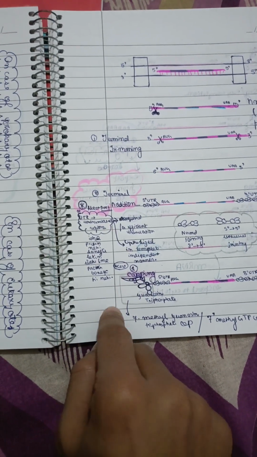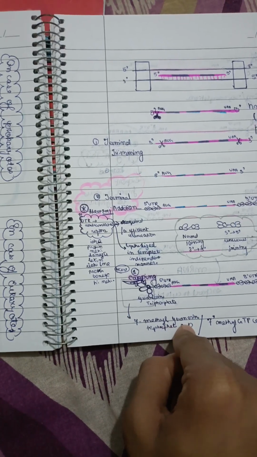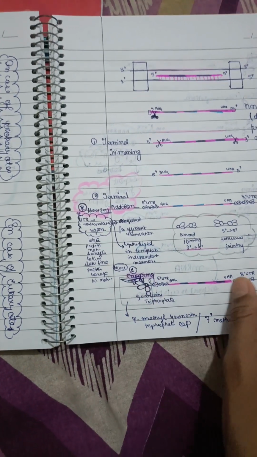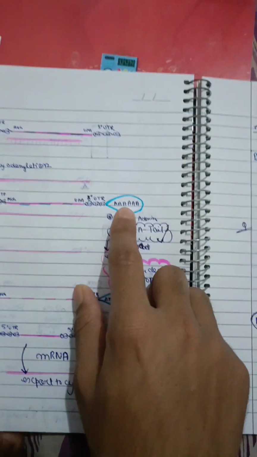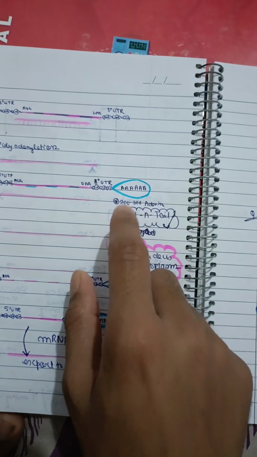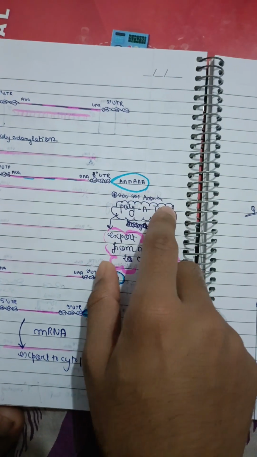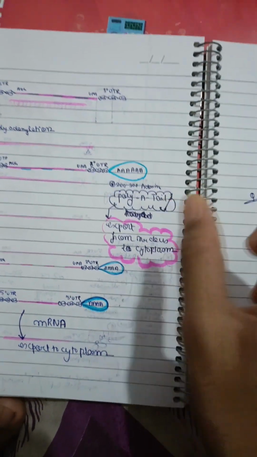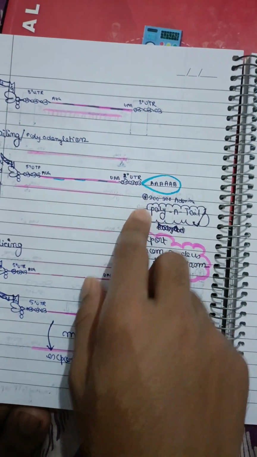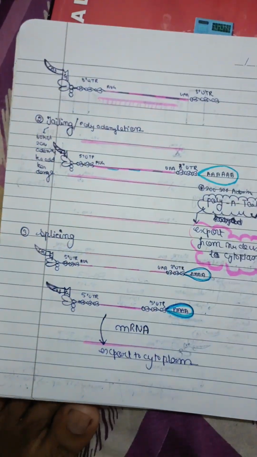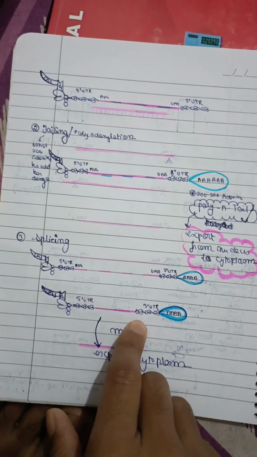Here the 7 methyl guanosine triphosphate comes and gets attached to the 5' UTR. Next is the tail. So there is a 200 to 300 adenine sequence, the poly A tail. The adenine sequence, the poly A tail, comes and attaches to the 3' UTR. Thus capping and tailing is done. The third step is the splicing.